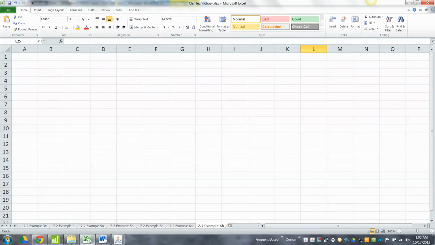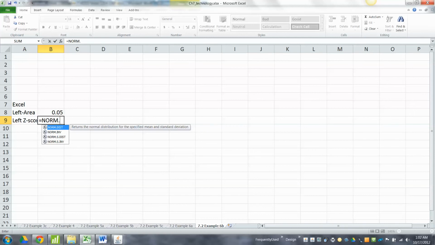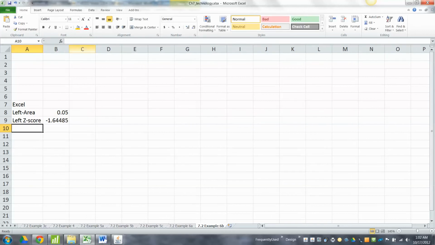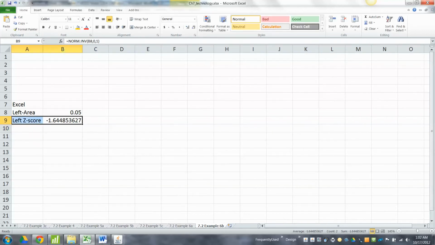I've got a lovely empty spreadsheet here. All right, so we're going to find two values, right? There's one on the left and there's one on the right. So we're going to find the left area, which would be equal to 0.05 like we just showed. And so that means that the left z-score is equal to NORM.INV, probability is 0.05, comma 0, comma 1. All right, so there's the score on the left.